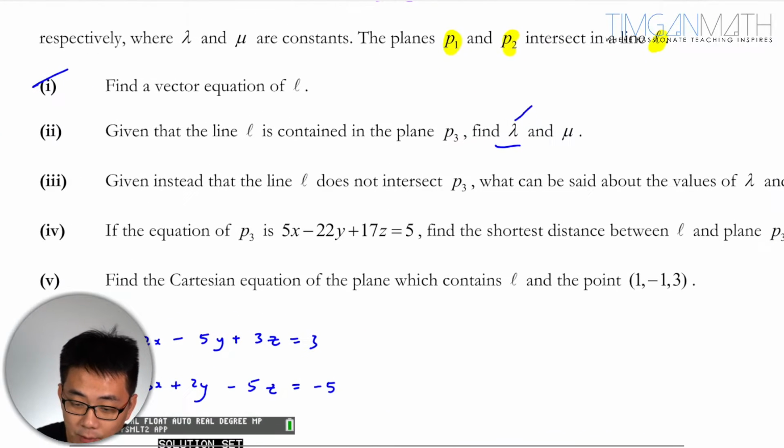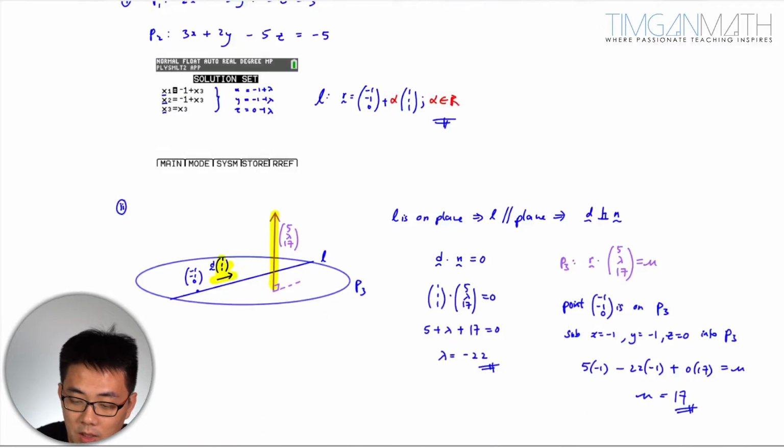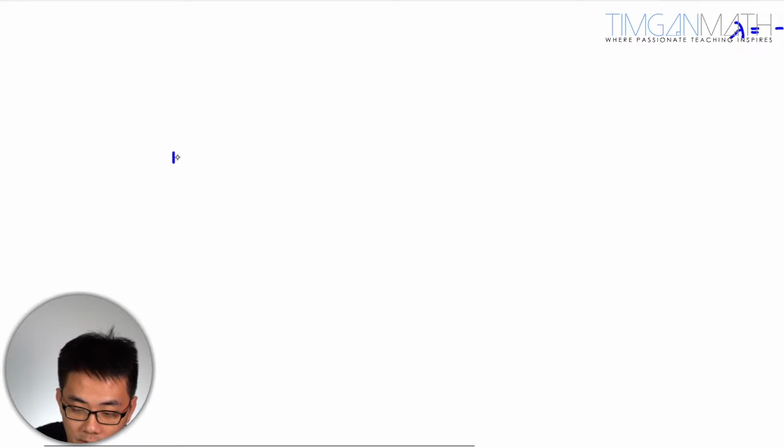Let's look at part 3 there. Given that instead the line L does not intersect P3, what can be said about the value of mu and lambda and mu? Okay, that is pretty interesting. So now, part 3.